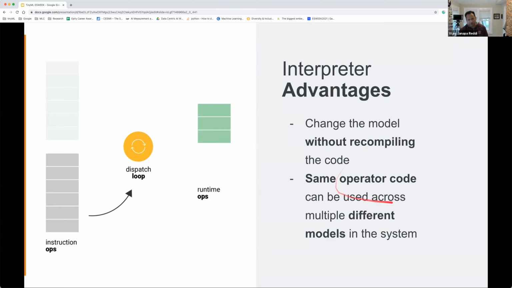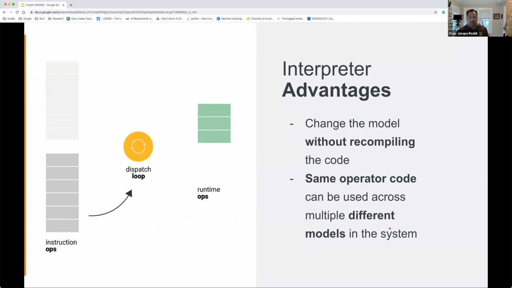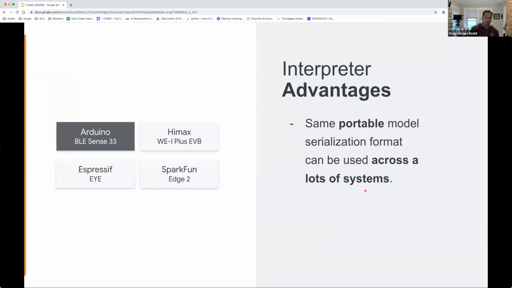And the same operator code can run on multiple models, can be used across multiple different models. Embedded systems don't necessarily run a single model. I'm not going to get into multi-tenancy stuff. But the point is that you can reuse a lot of code if you do this design. Again, the key point is interpreters allow you to get portability, and you can use that across a large number of systems. This has always been true about interpreters. It's just that interpreters happen to be an awesome fit for embedded devices.